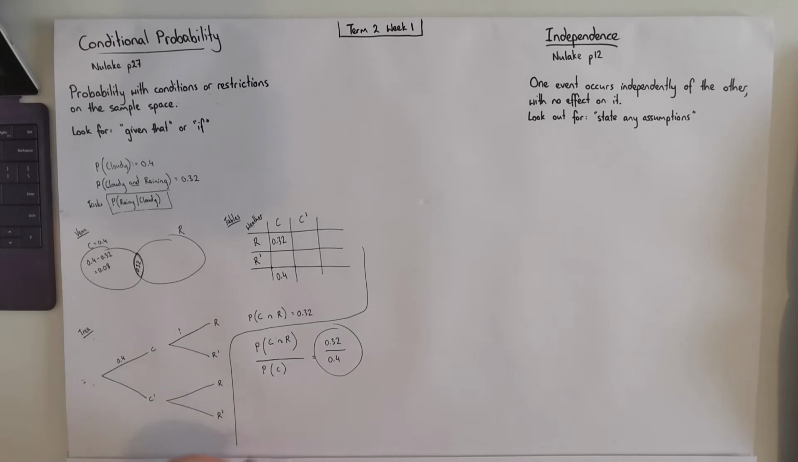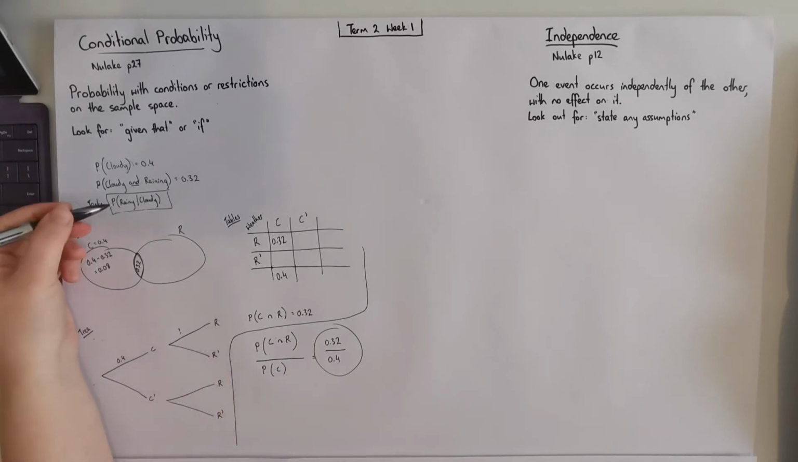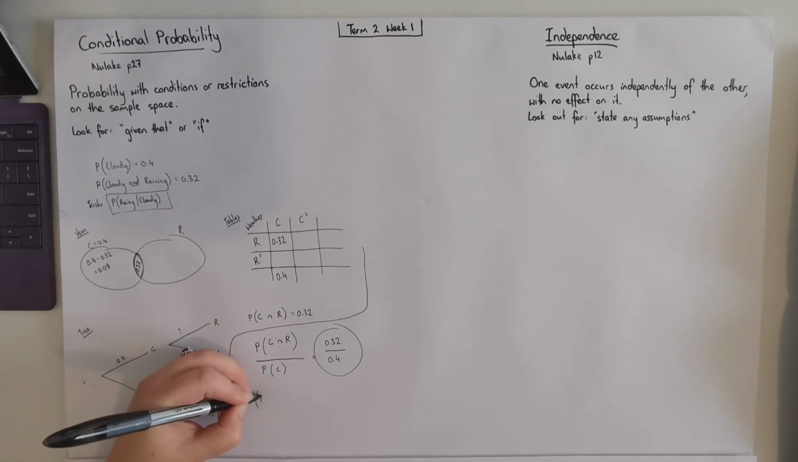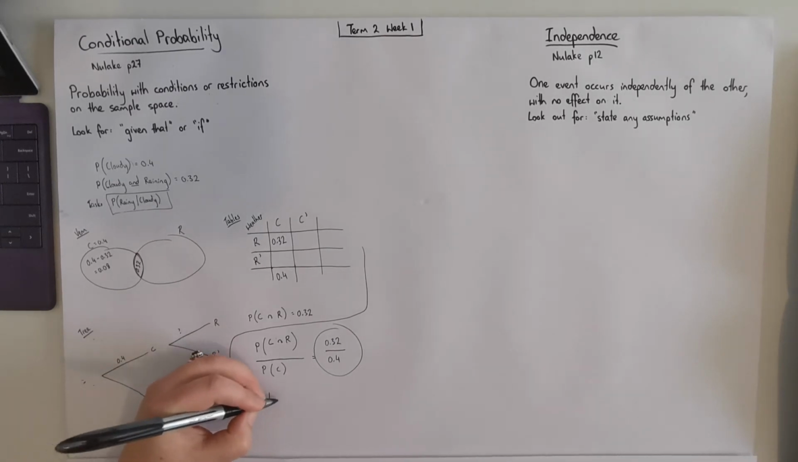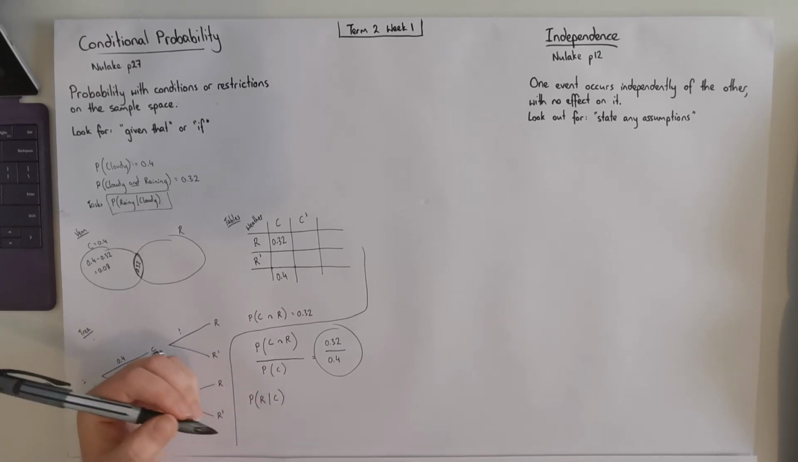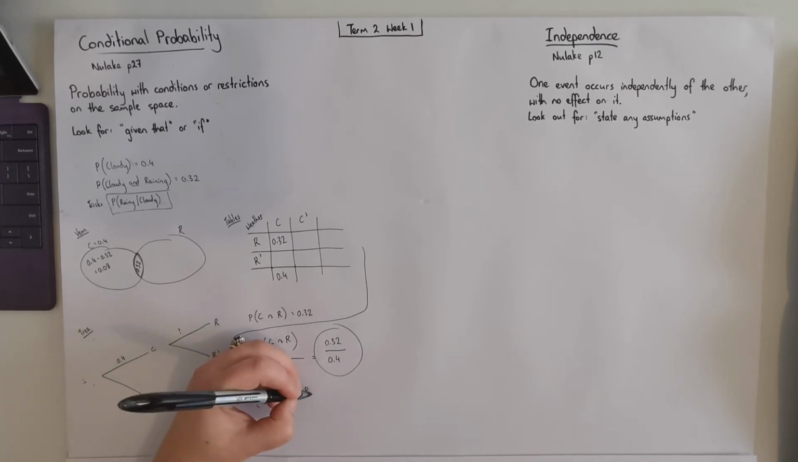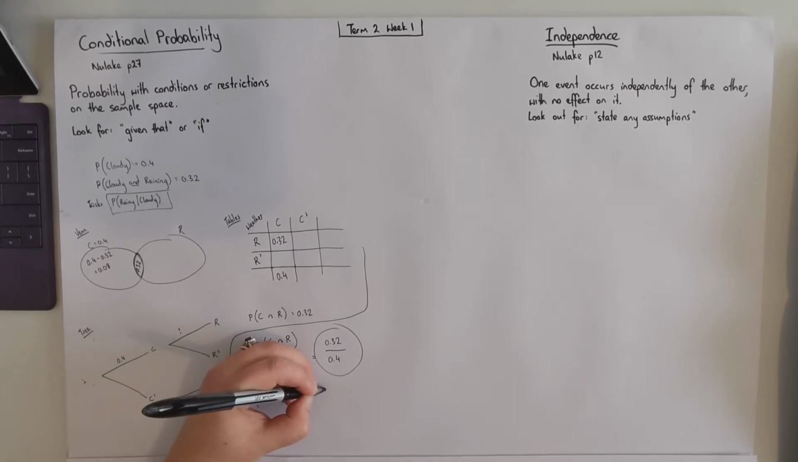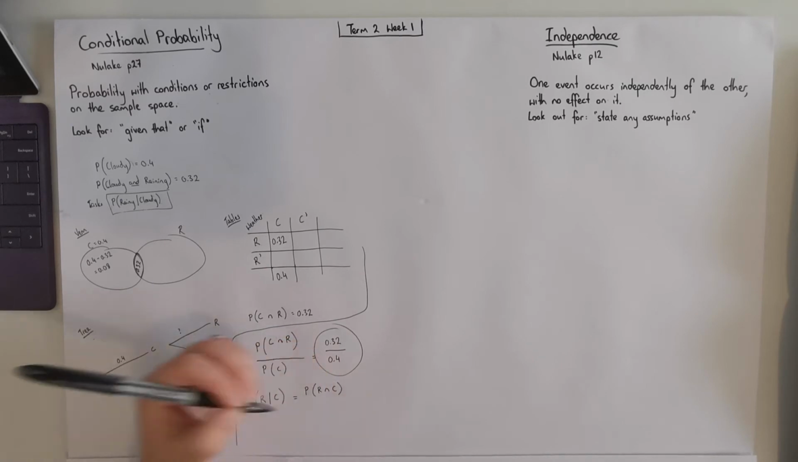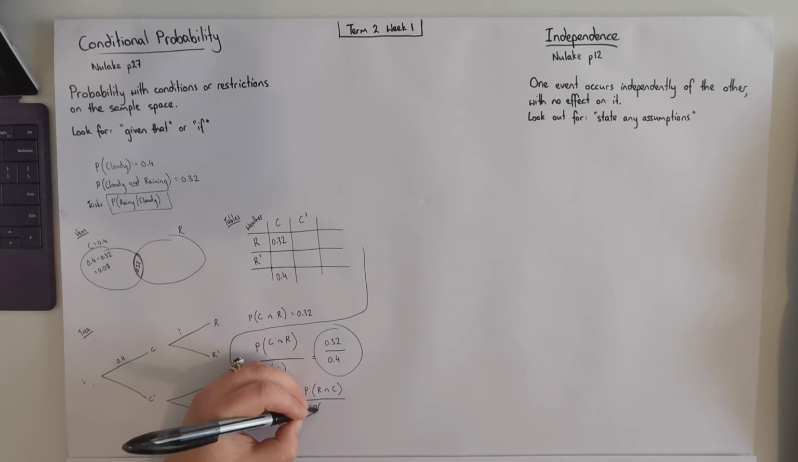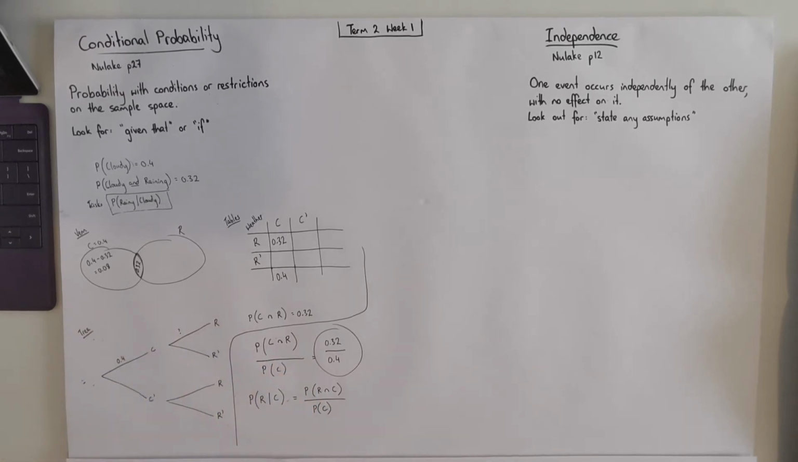Now, of course, that means that if we use our notation from the question, using given that, the probability of it raining given that it's cloudy is exactly what we've just done here. The probability of the intersection of it being rainy and cloudy divided by our restricted total, in this case cloudy. That is the formula for conditional probability. It's how it comes about.